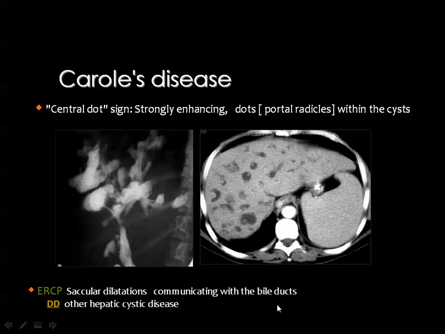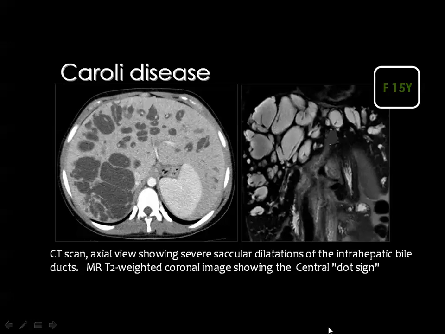And one may ask why I shouldn't consider this as multiple hepatic cysts in a case of polycystic disease of the liver, for example. Number one, in order to predict that these belong to the biliary radicals, you see tubular dilatation of the bile ducts through some parts of the liver, then you know that these should be bile ducts as well. Then the presence of the central dot sign, which is not seen in the cystic disease of the liver, is also one of the suggestive criteria of Caroli disease.